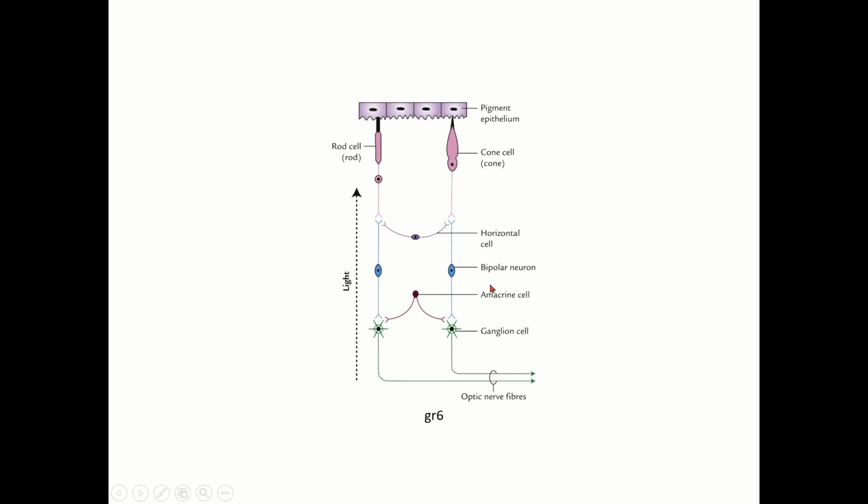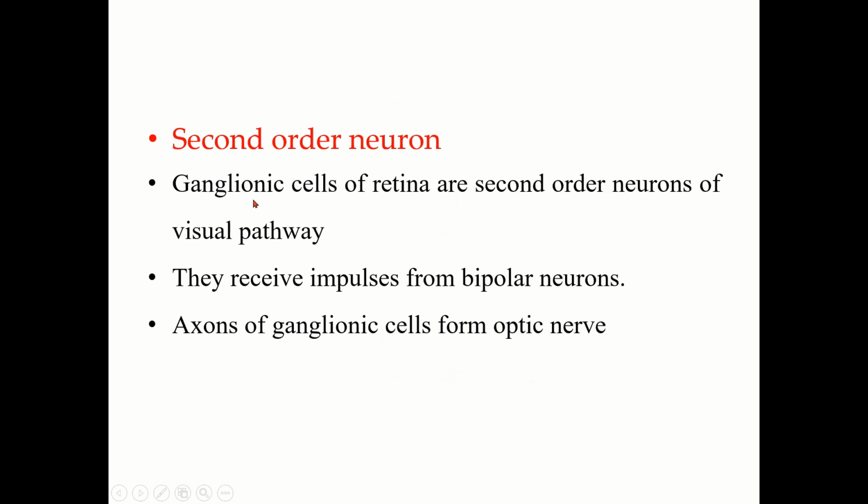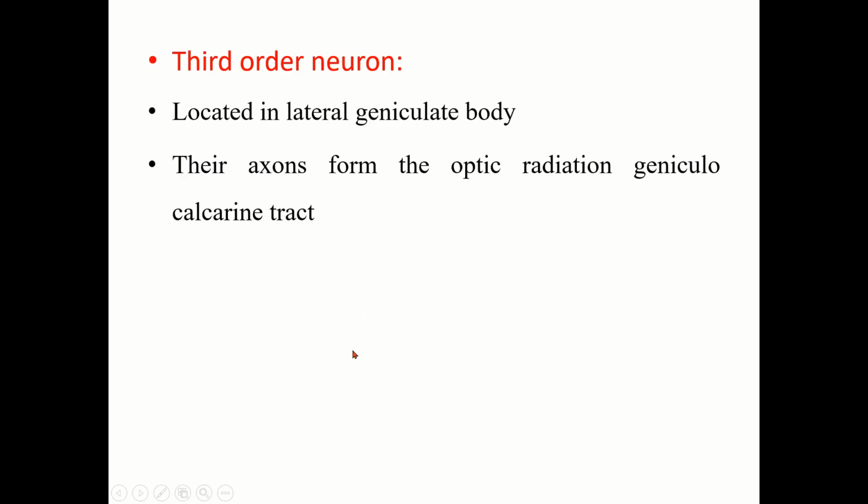Then these first order neurons will give information to the second order neurons. These are the ganglion cells of the retina. The axons of these ganglion cells form the optic nerve fibers. So the optic nerve is actually the second order neuron. Ganglion cells of the retina are second order neurons of the visual pathway. They receive impulses from bipolar neurons. Axons of ganglion cells form the optic nerve.